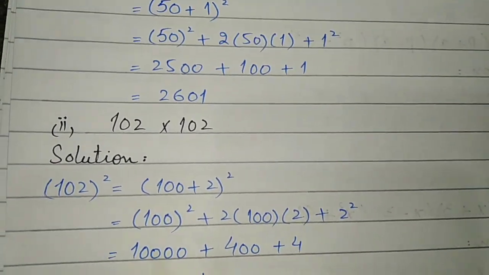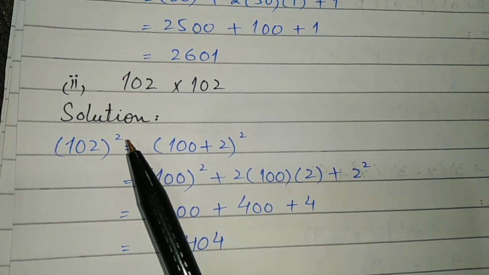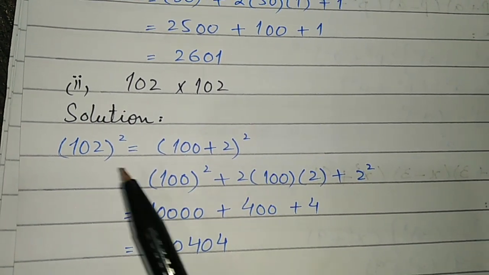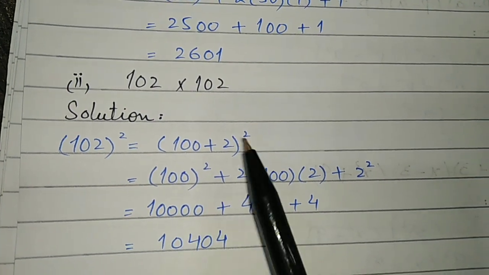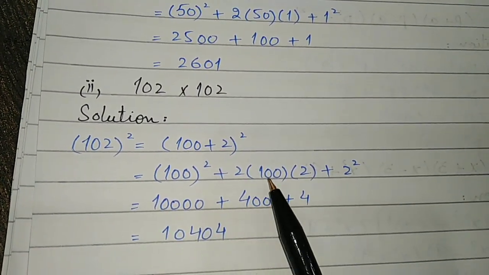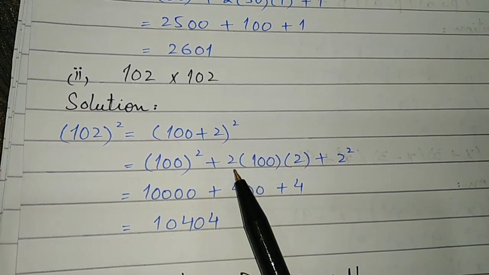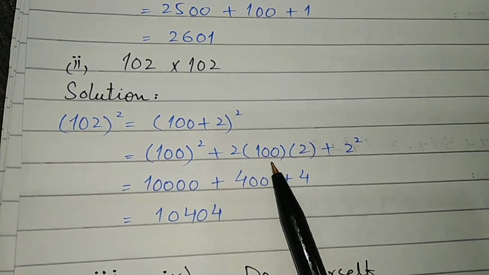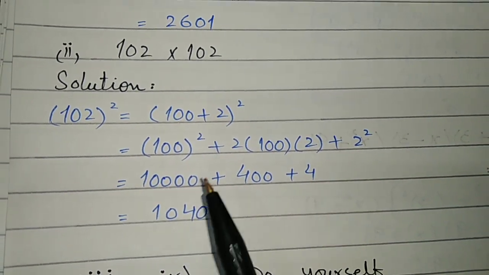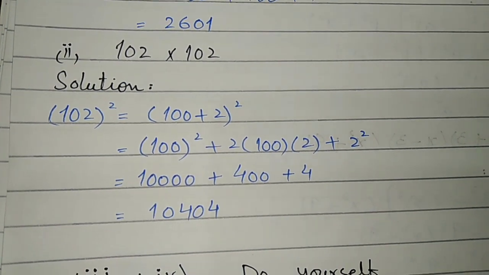Now part number 2 is 102 times 102. So it can be written as 102 square, which is equal to 100 plus 2 whole square. After applying the same formula: 100 square plus 2 times 100 into 2 plus 2 square. 100 square is 10,000 plus 2 times 100, that is 200, 200 times 2 is 400, and 2 square is 4. After addition you will get 10,404. That is the required answer.